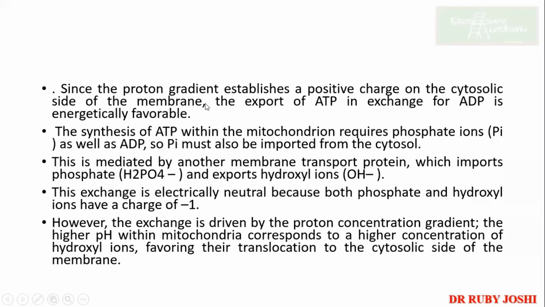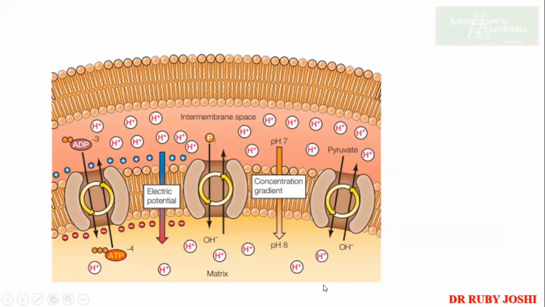This proton gradient will help in the exchange of your ATP and ADP. Similarly, we have phosphate along with OH-, and the same way for pyruvate, which is exchanged with OH-. So eventually we are making sure that this proton gradient is present so that later ATP can be synthesized. What have we always studied in oxidative phosphorylation? That in the intermembrane space you have a proton gradient, and that helps in ATP synthesis with the help of complex 5.